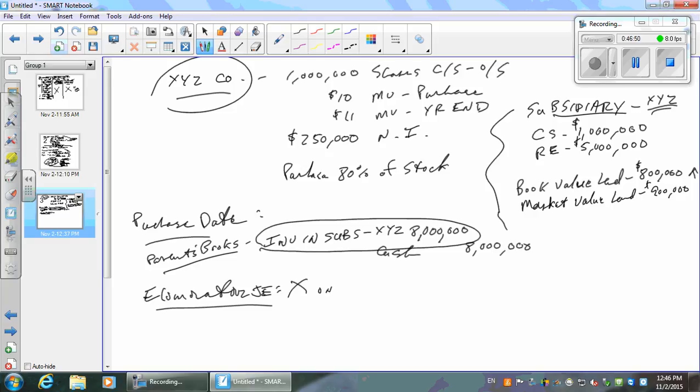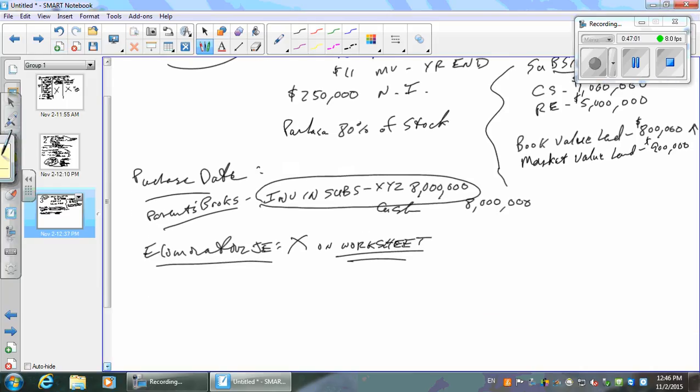On the worksheet. Otherwise, it'll drive you crazy. You'll be thinking, well, how do I do this? Well, you don't have to put it in anybody's books, only on the worksheet. Okay? And then we add it up on the worksheet, add all the companies up, and take out the elimination entry, and you've got what's going to go on the consolidated financial statements.